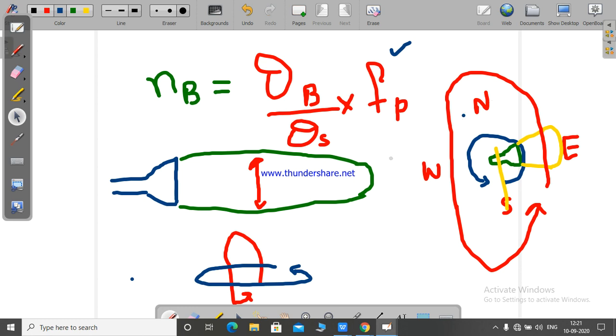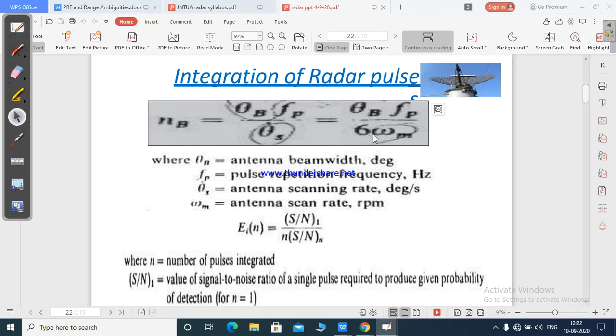Next, instead of writing theta s, we can write theta s is equal to sigma into omega m. Sigma is the radar cross section. We already saw this. Sigma is the radar cross section, that is the cross-sectional area of a target. Omega m is the antenna scanning rate in rotations per minute. Theta s is also the antenna scanning rate, the unit is degrees per second. Here omega m is the antenna scanning rate in terms of rpm, rotations per minute.